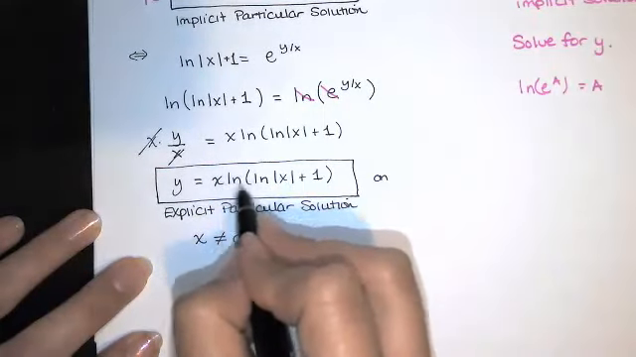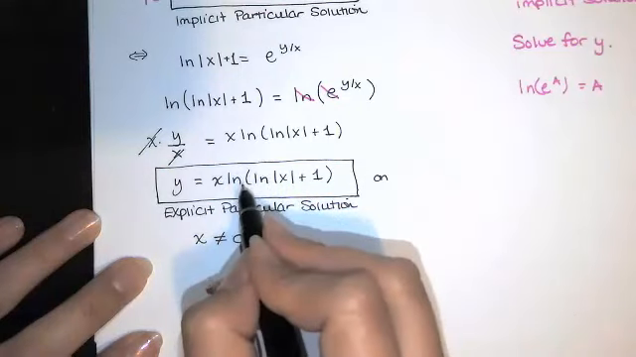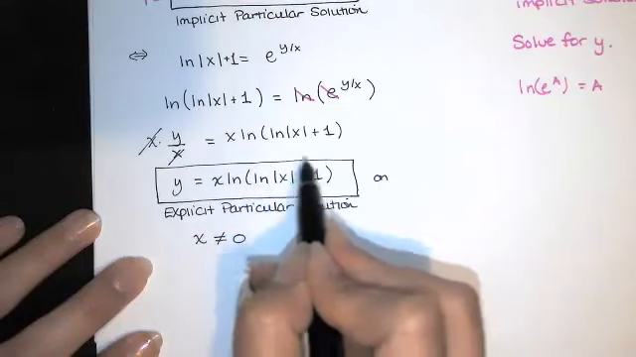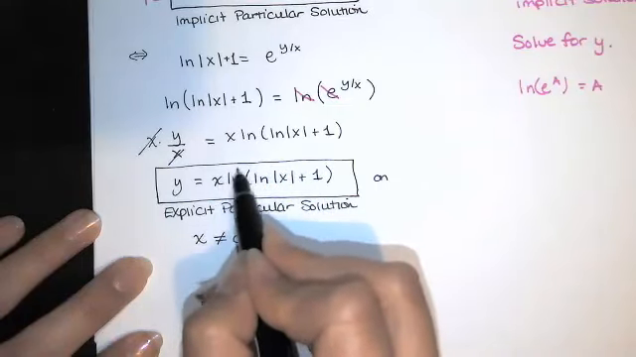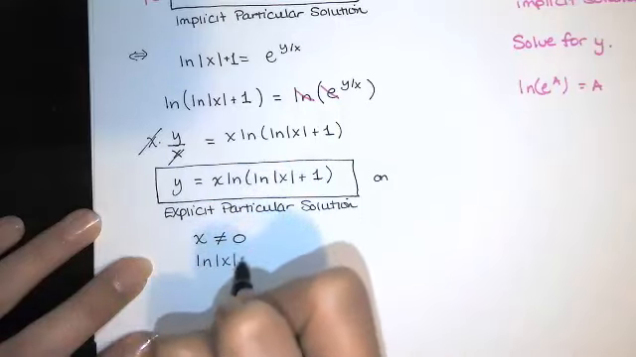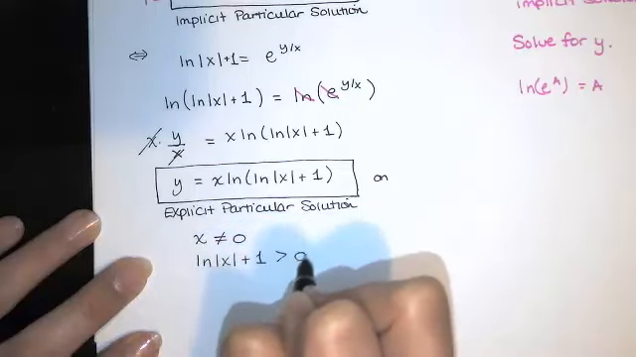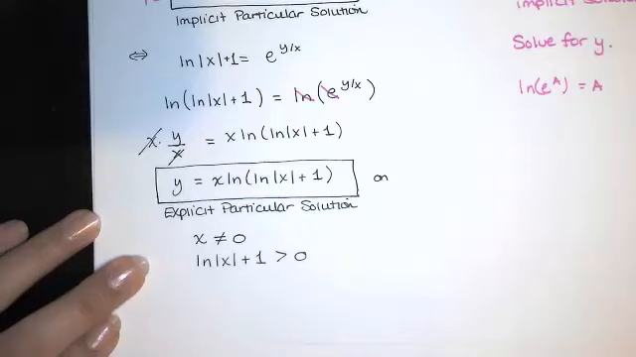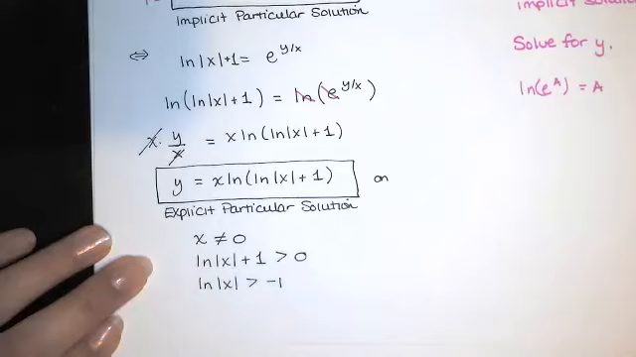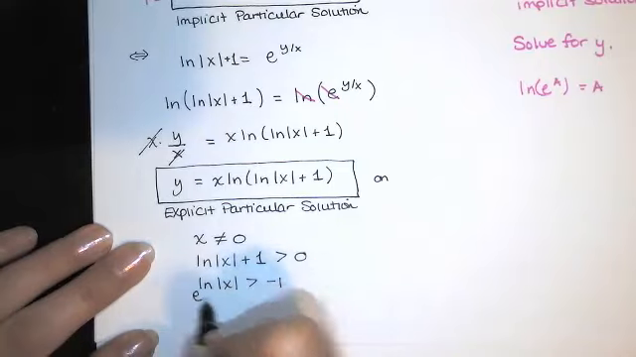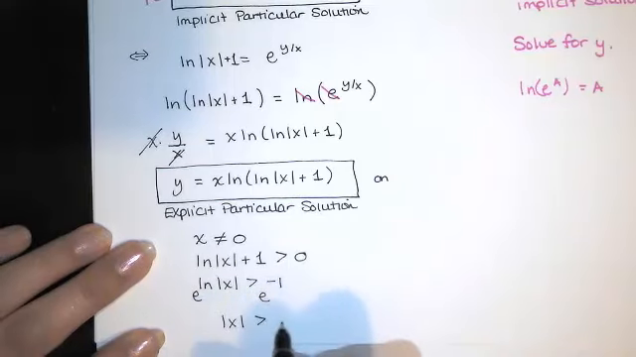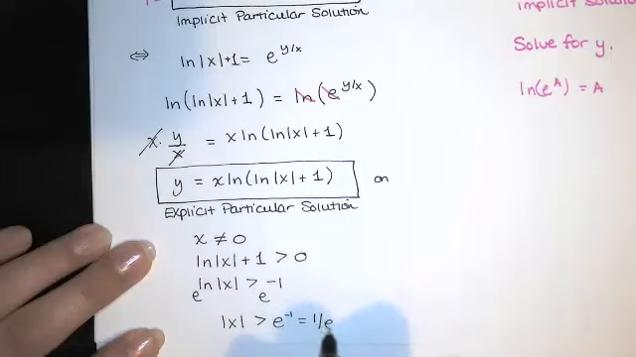And then we've got the natural log of the natural log of the absolute value of x plus 1. So this expression inside this larger, outside logarithm has to be, excuse me, strictly greater than 0, because we can't take the log of 0. It's not allowed. So I will solve this for x by subtracting 1 from both sides. We'll use exponentials to get rid of logarithms. And we'll have the absolute value of x has to be greater than e to the negative 1, or 1 over e, same thing.